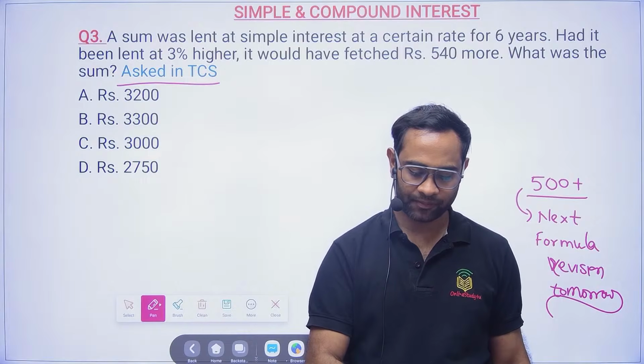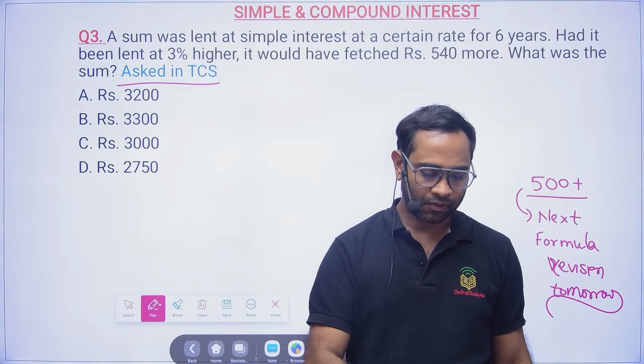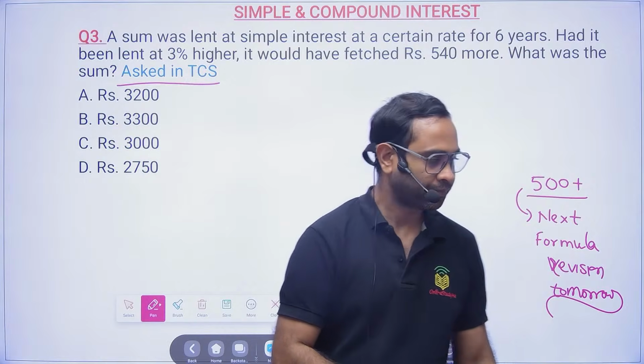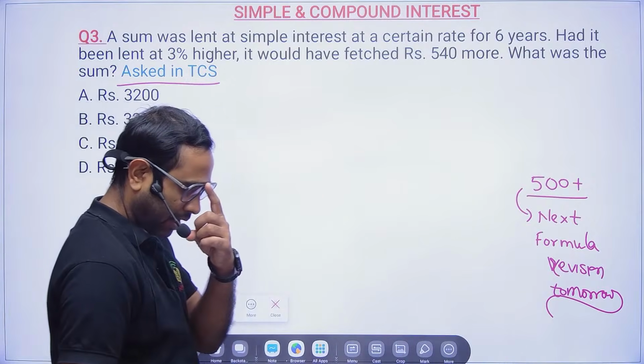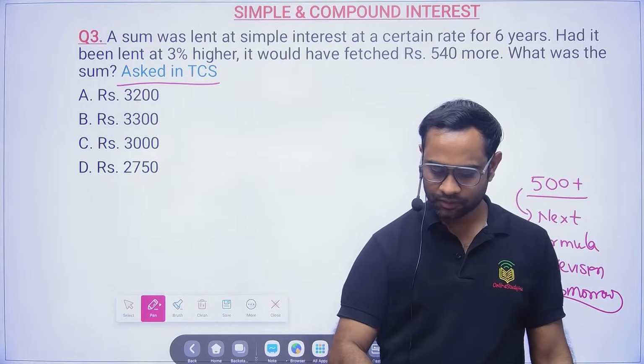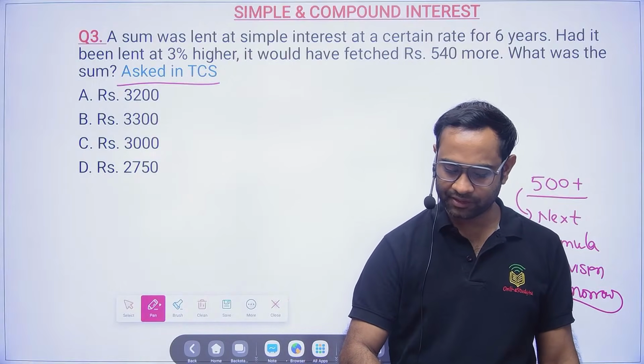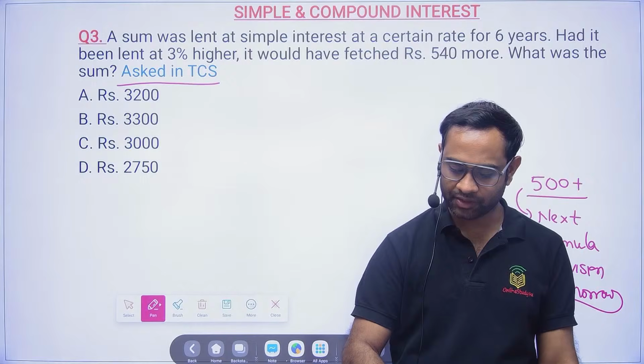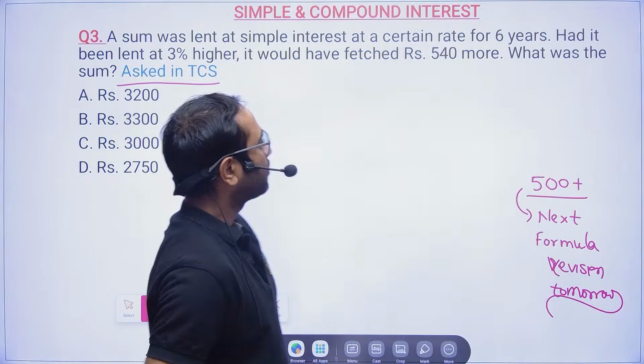Okay, so let's see. Now here, if you see this question, what are they telling? I didn't get an answer from anyone. Okay, some answers: Jayant is telling 3000, Muskan is telling 3000. Very good. So let's see.